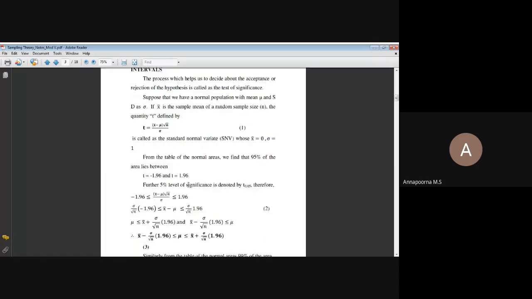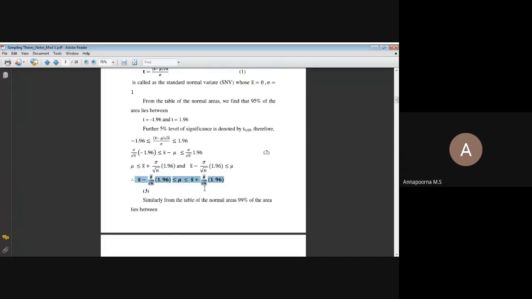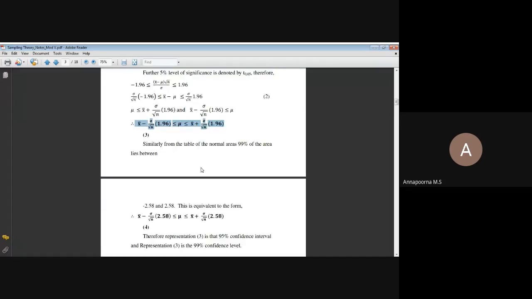So therefore, I can write t lies between minus 1.96 to plus 1.96. Here you substitute your t value, with sigma by root n and x bar on this side. So you will be getting an expression like this. This is called the 95% confidence interval or significance level.